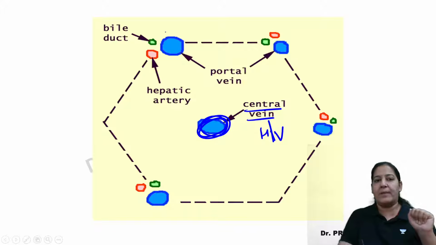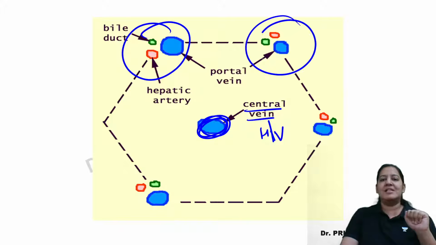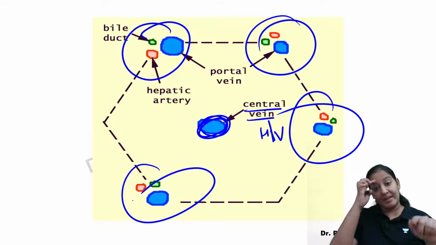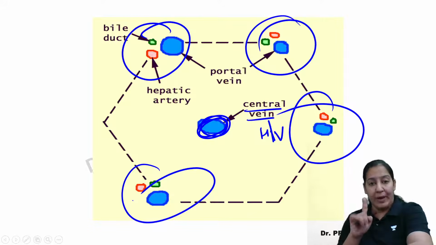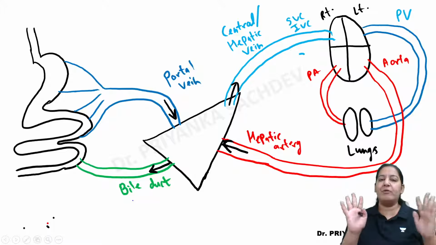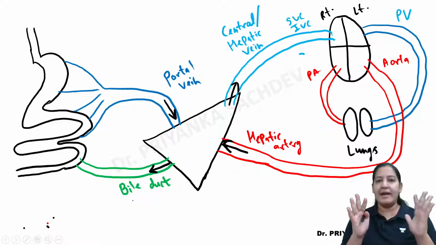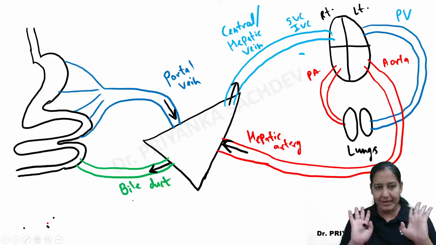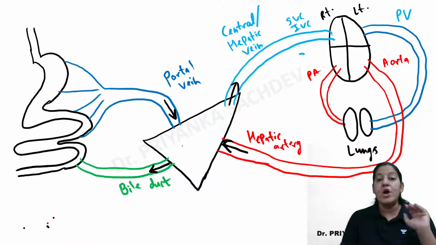So that is central vein. And at the periphery, you can notice these are the portal triad. In the portal triad, one is hepatic artery, one is portal vein, one is bile duct. Now, let me explain you the same concept here. Now, you all are attending the lecture from the beginning. I guess you can understand this diagram. Everyone see here. Where is the liver?